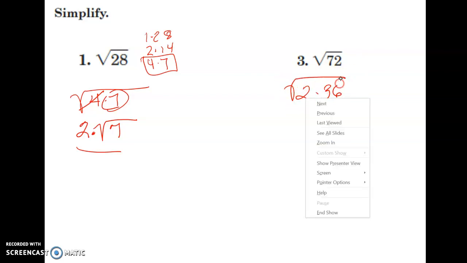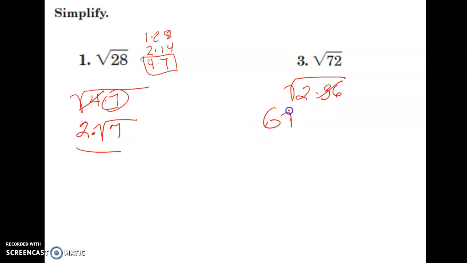Can't take the square root of 2, but I can take the square root of 36, which is 6. And we have root 2. So that is the simplified answer.